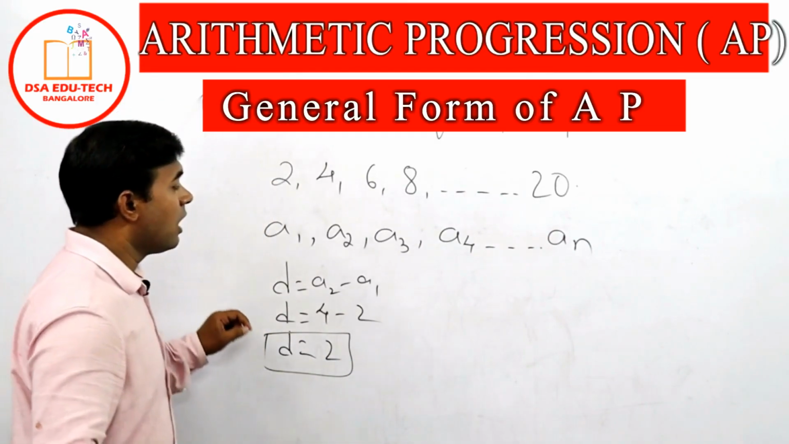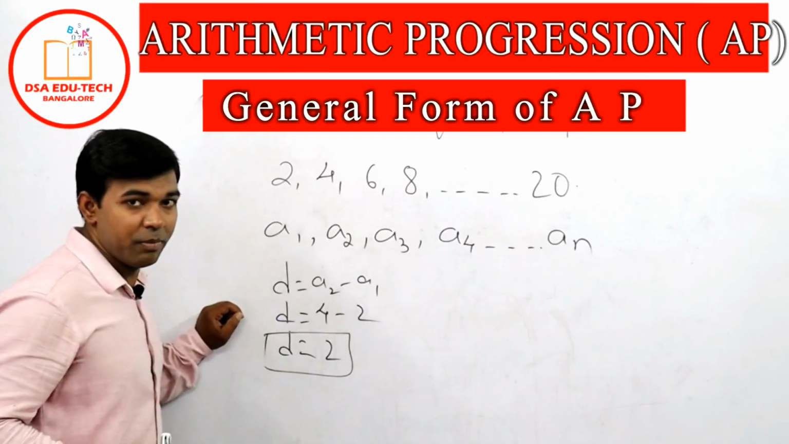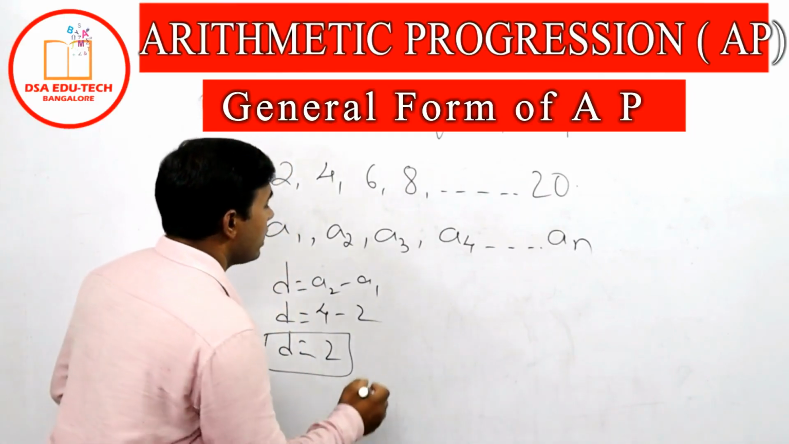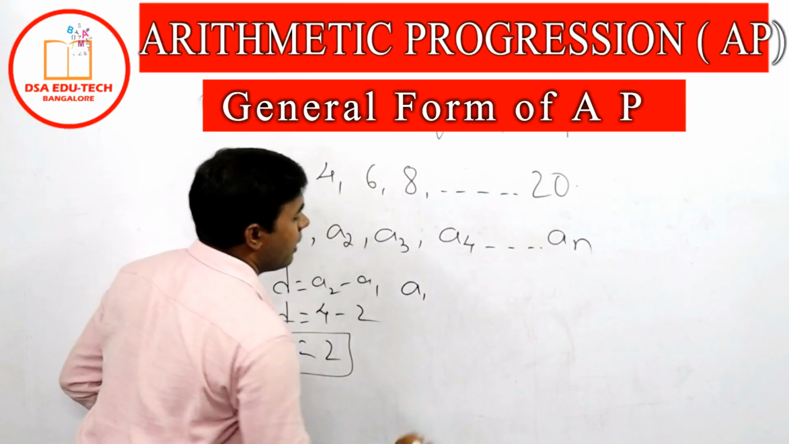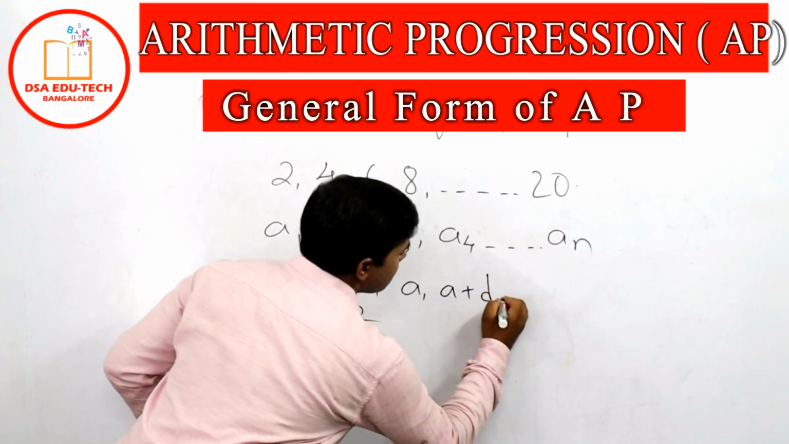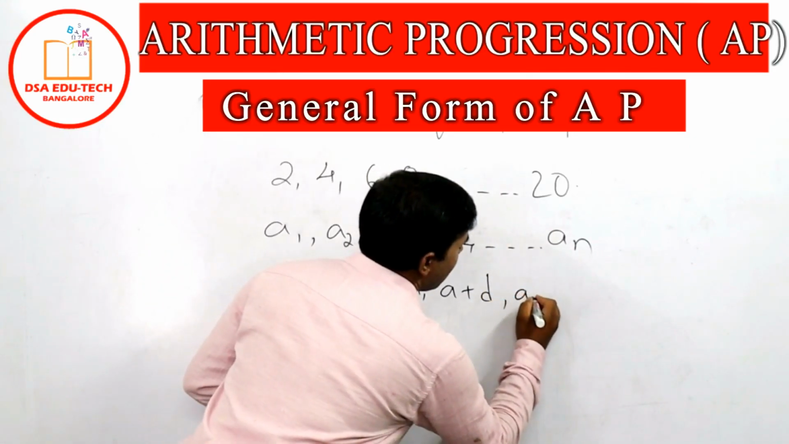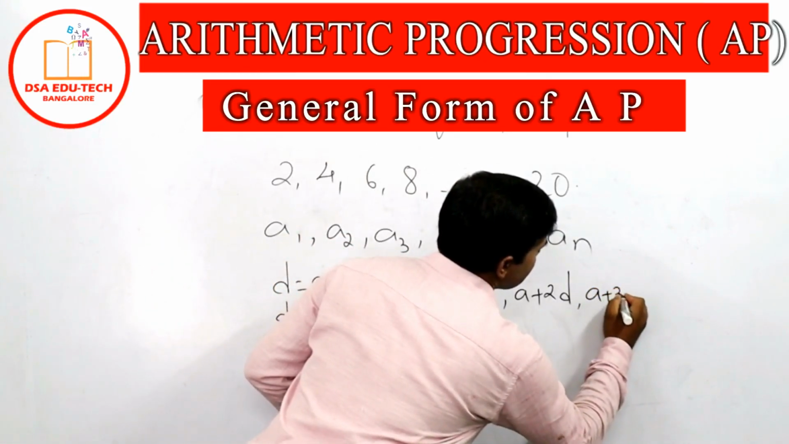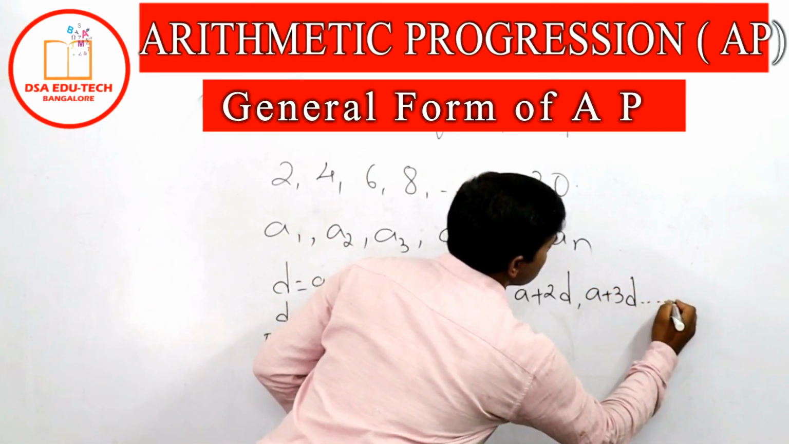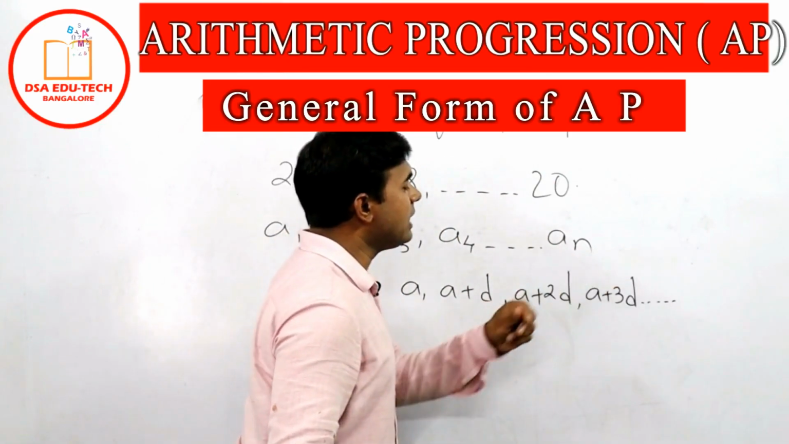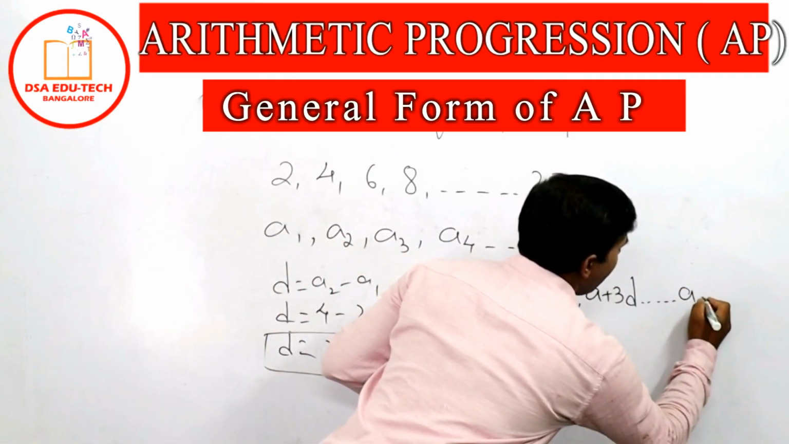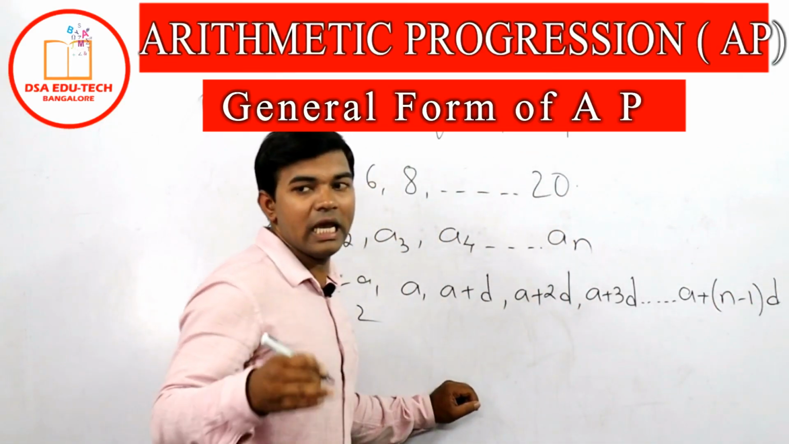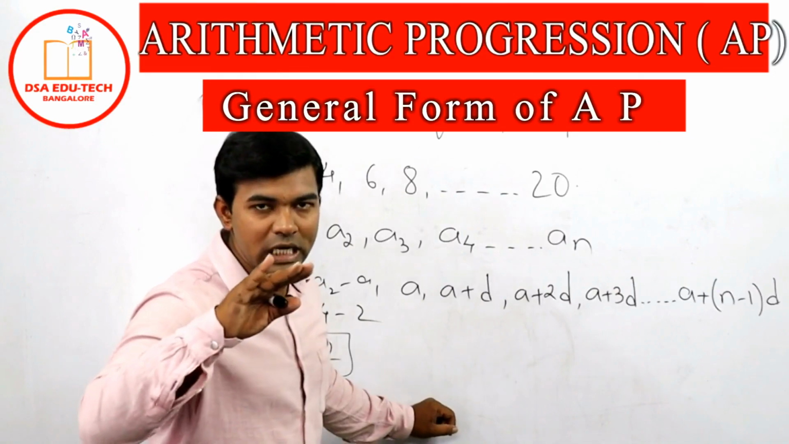So let me write the general form of an AP, and then I'll tell you how to derive that. Okay. Fine. So let me write A, A plus D, A plus 2D, A plus 3D, so on. And in the last we are having A plus n minus 1 into D. A plus n minus 1 into D.